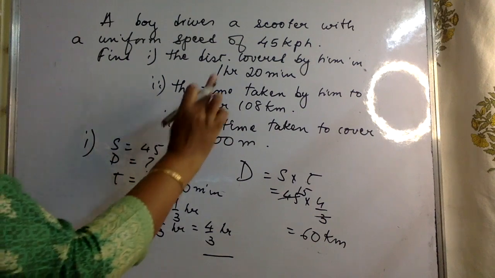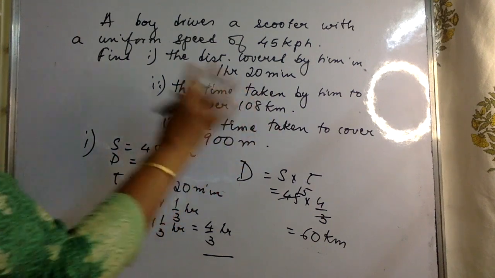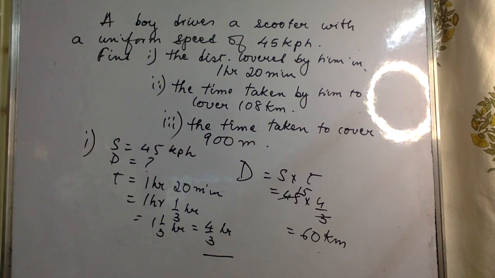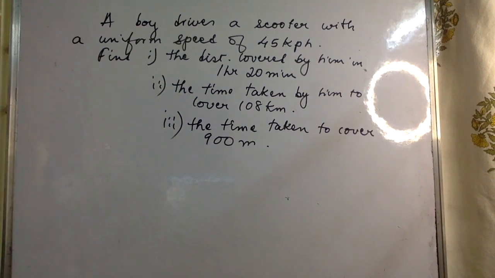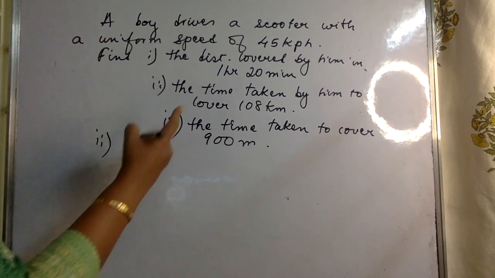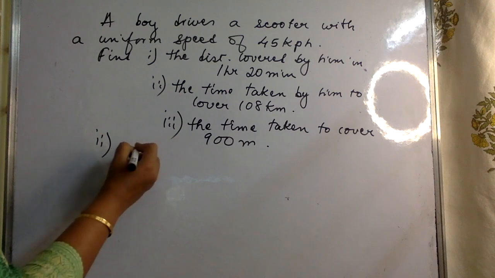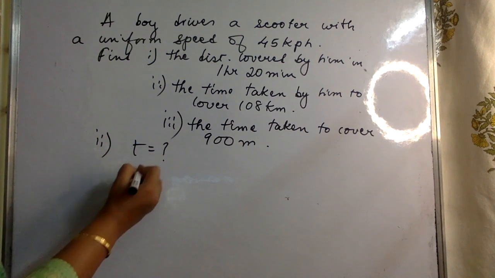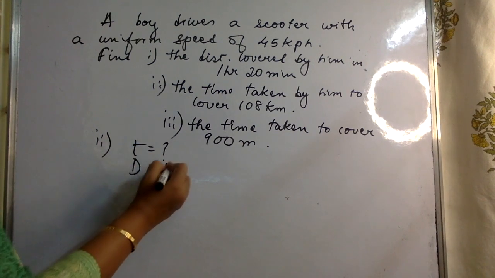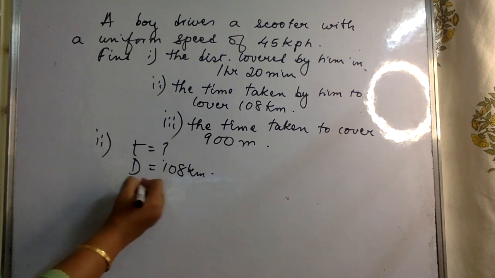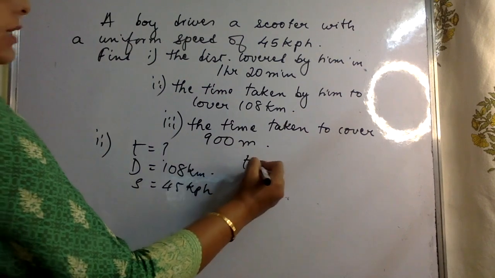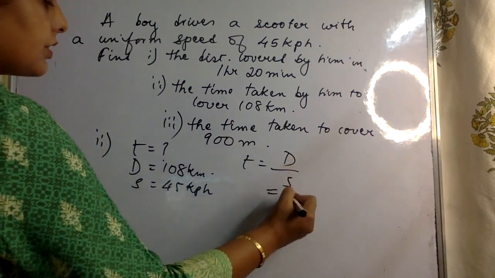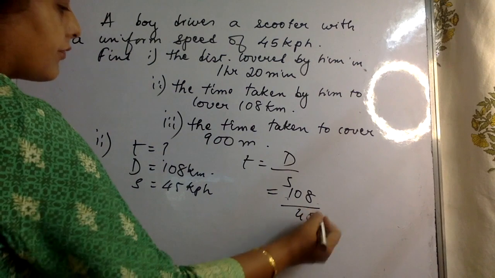The second one, time taken by him to cover 108 kilometers. Time taken, so now the distance has been given and the time has been asked. So time is question mark and distance is 108 kilometers and speed is again 45 kph. Okay, so time is distance by speed. So distance is 108, here I have 45.